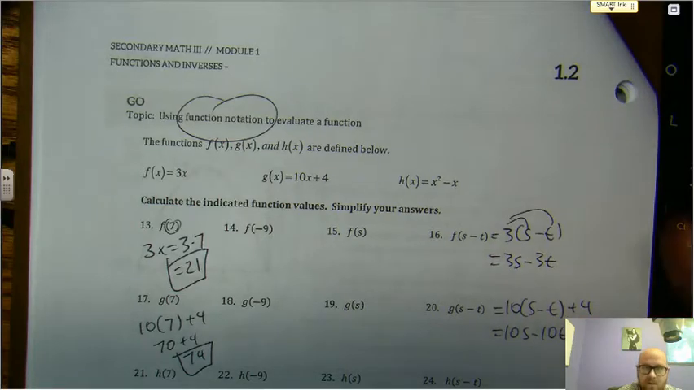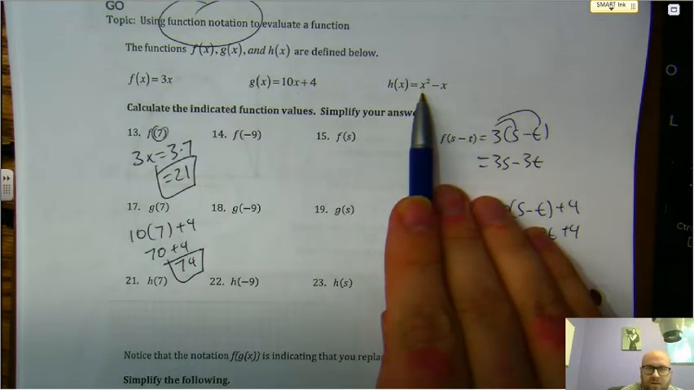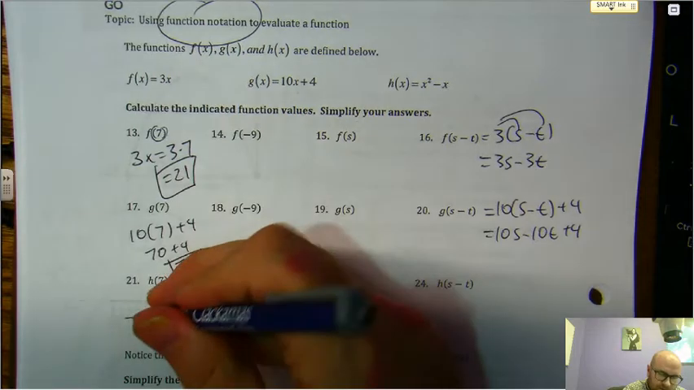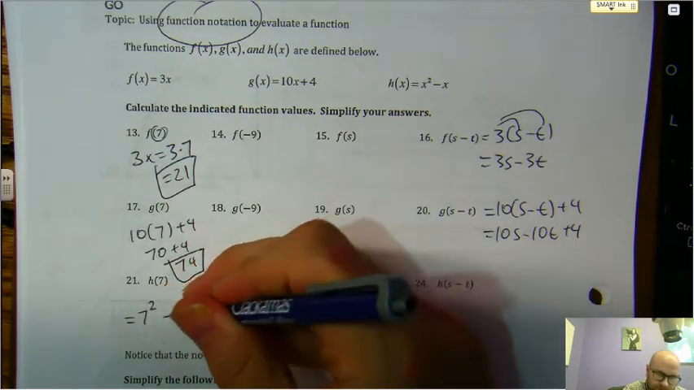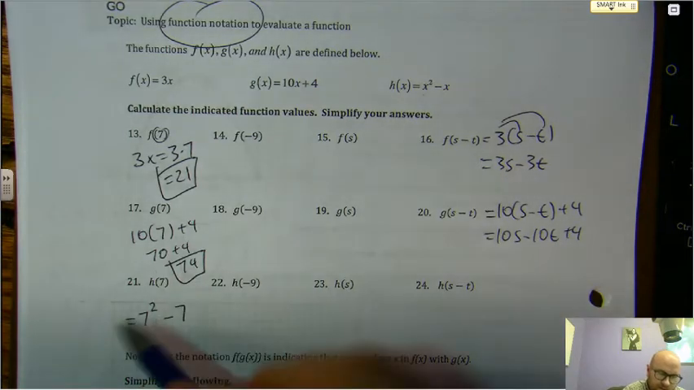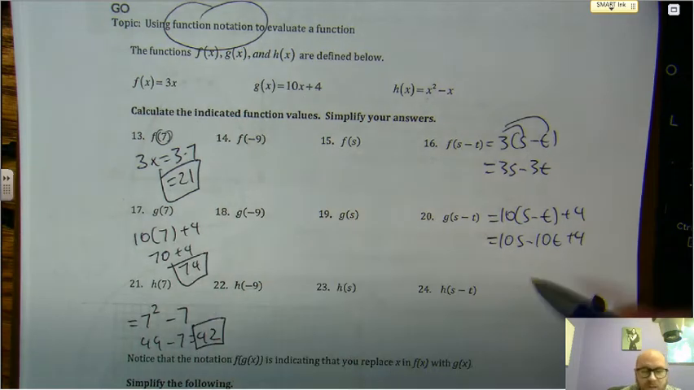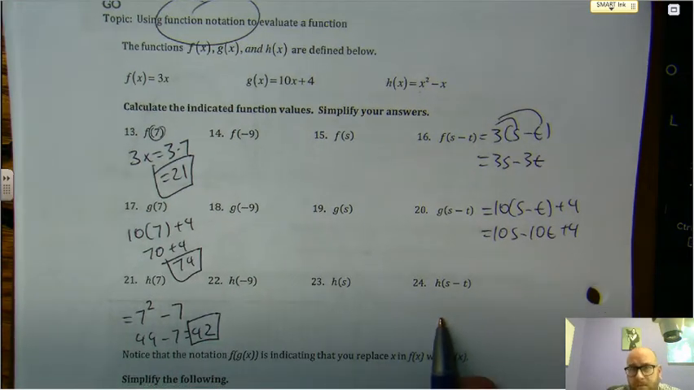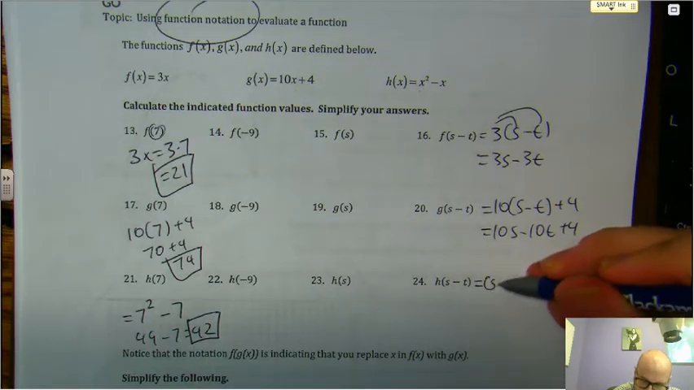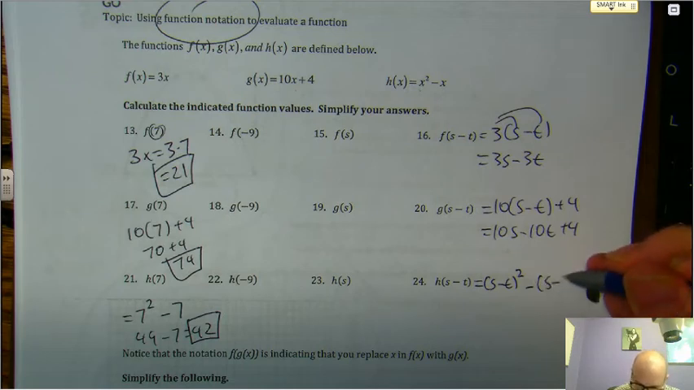We're done. But when we look at h, it's a little bit more complicated because we have a square here. So when I look at h of 7, this suddenly becomes 7 squared minus 7, right? 7 is our x. So that's 49 minus 7, which is 42. But it really gets complicated when we start doing a binomial instead. So this becomes (s minus t) squared minus (s minus t).